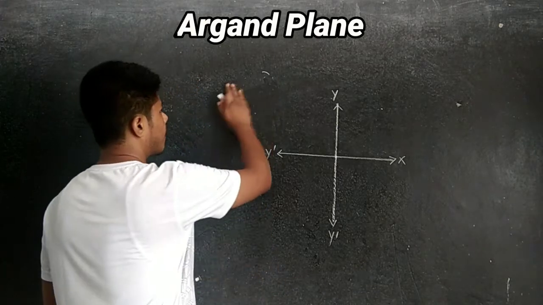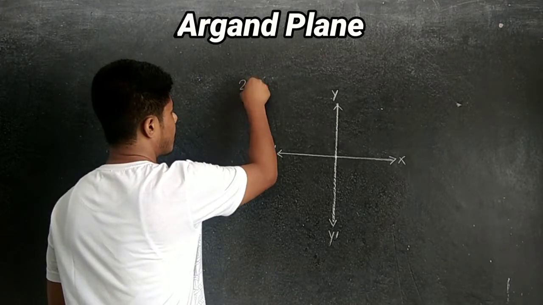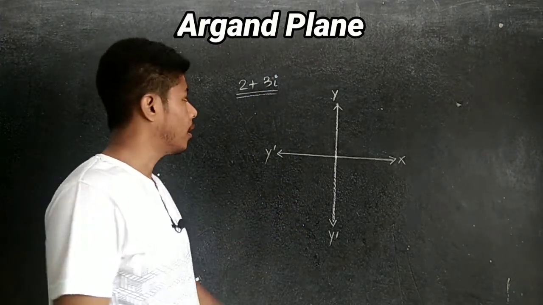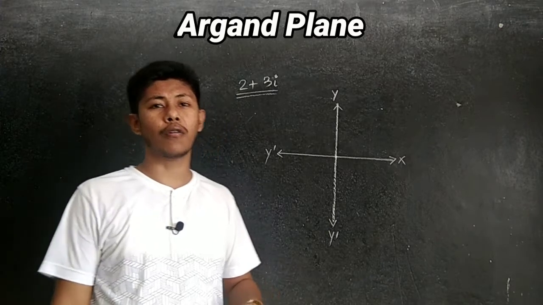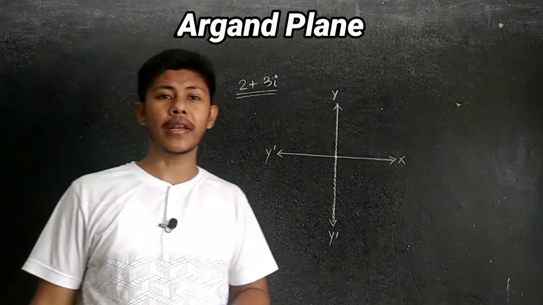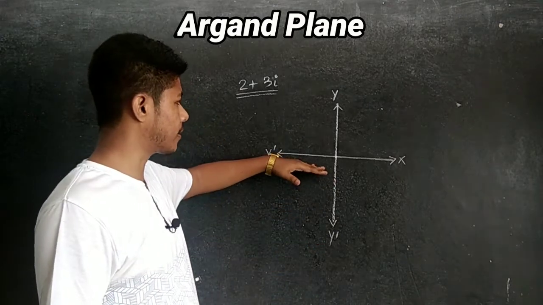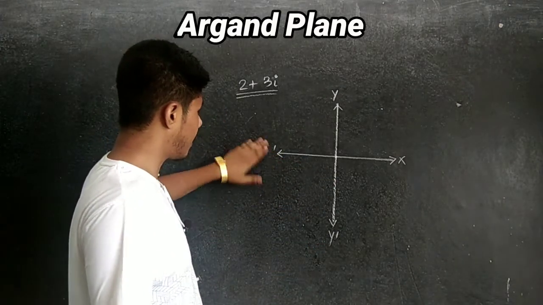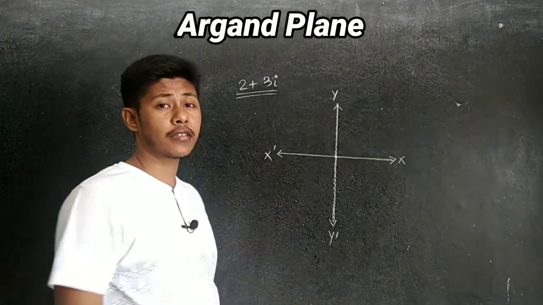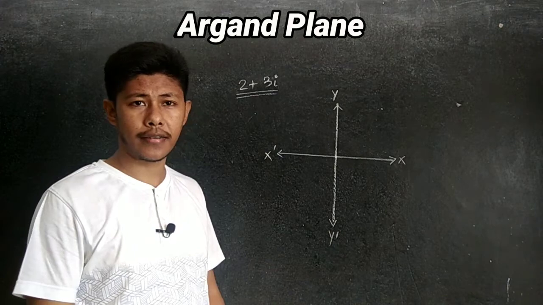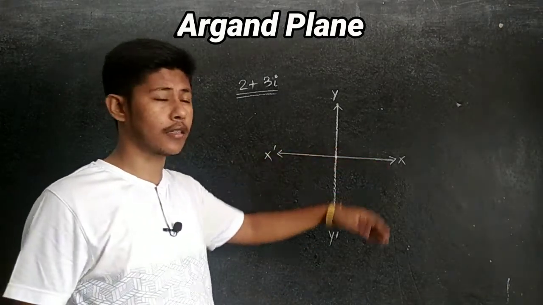Suppose a complex number is given to us, say 2 plus 3i. How can we plot this point on the xy plane, or how can we represent this? In the case of the Argand plane, the x axis represents the real axis. Is it clear? So that means real axis.